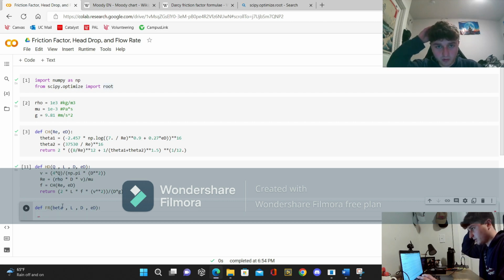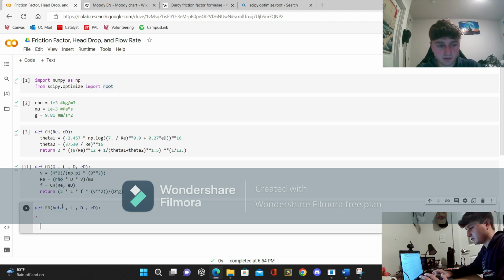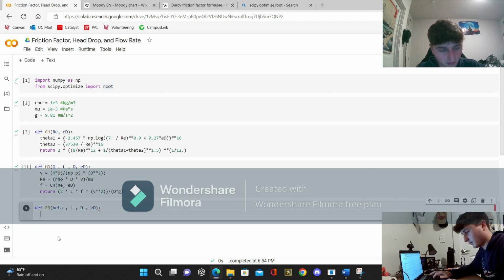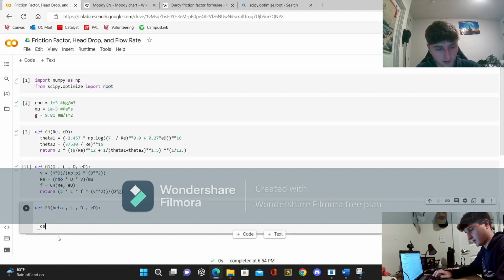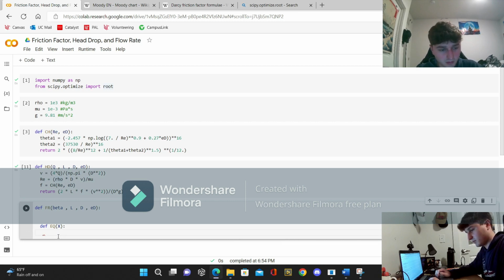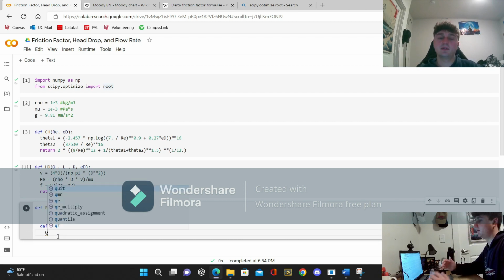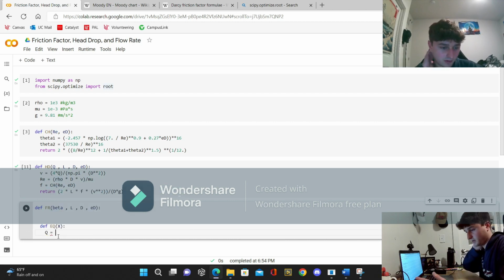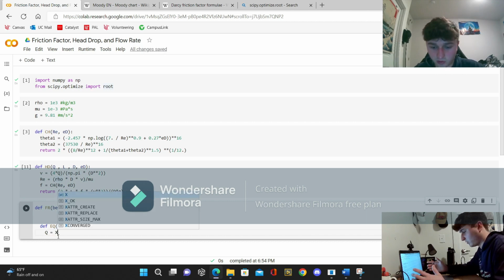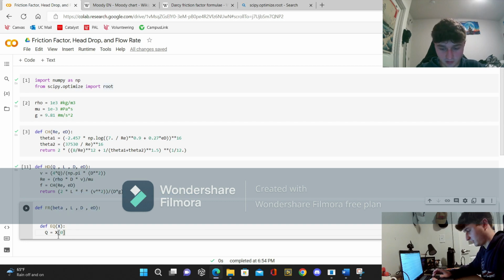And instead of going right into what we're going to need to supply this, what we'll actually do is define the function that we are going to be driving to 0. So we're going to define an equation, supply it with x. What we're going to do is make a set of flow rates, Q, and we're going to create a vector, as you can see right here.